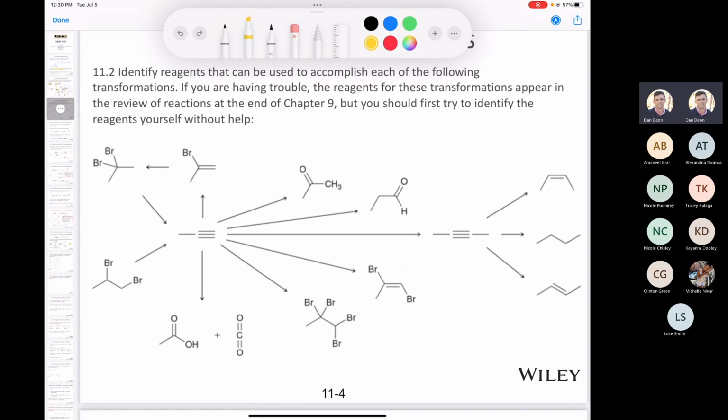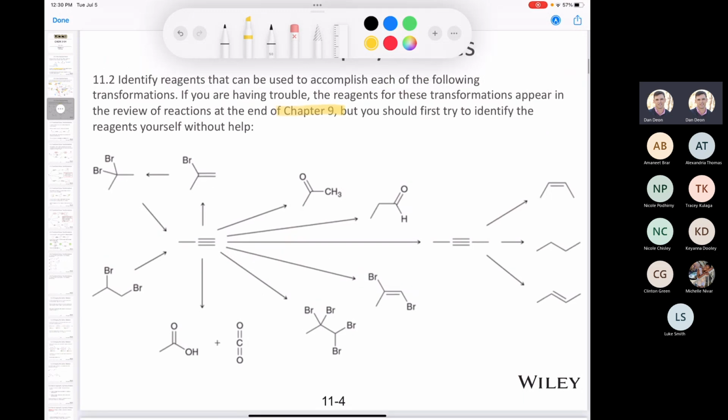Okay, let's take a look at the next question, 11.2. It says, identify reagents that can be used to accomplish each of the following transformations. If you're having trouble, the reagents for these transformations appear in the review of the reactions at the end of chapter 9. So this is a real chapter 9 based question. So that's the alkynes chapter.